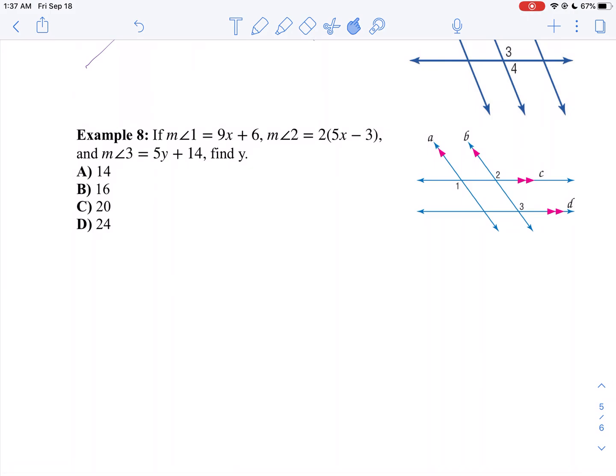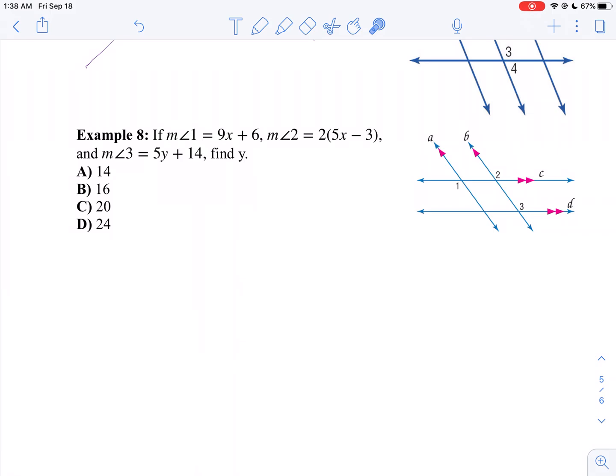Angle 1 is 9x plus 6. Angle 2 is 2 times 5x minus 3. And angle 3 is 5y plus 14. We want to find y. Notice I threw a little wrench at you here. Angle 1 and angle 2 are in terms of x. Angle 3 is in terms of y. You can't solve an equation that has both an x and a y, at least not a single equation. You can solve a system of equations.